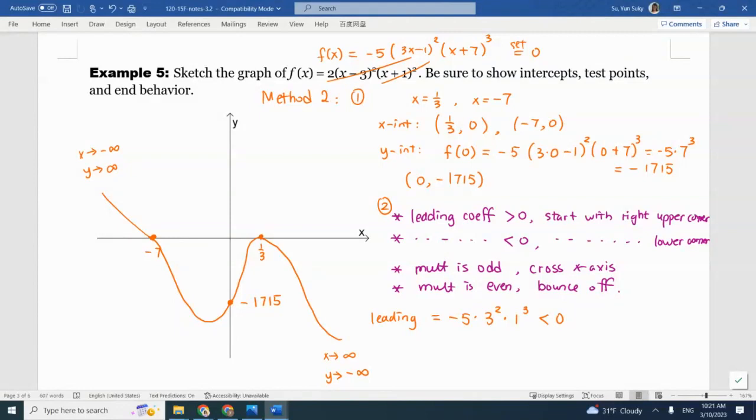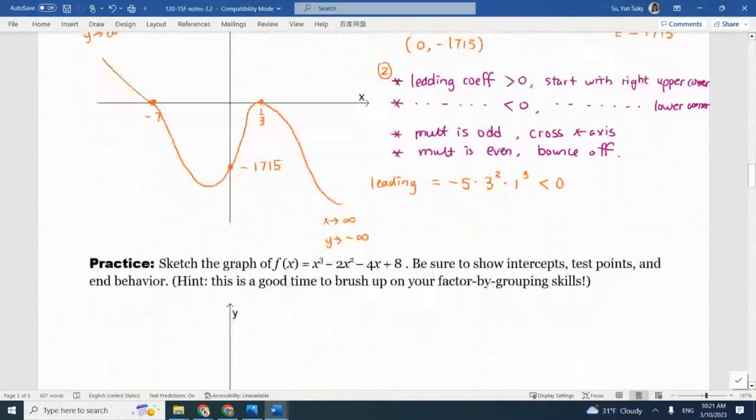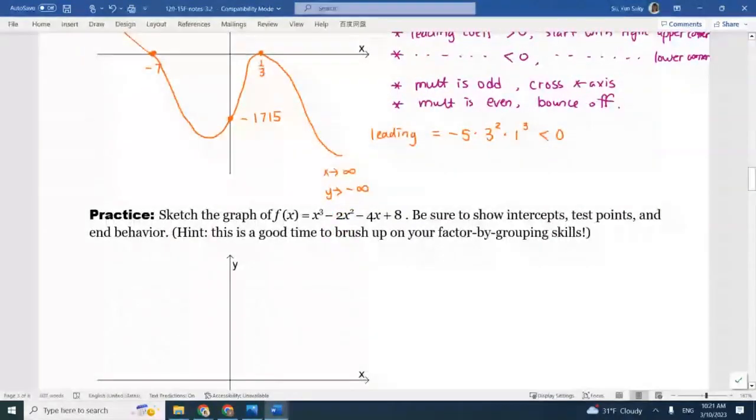So far, so good, everybody? Okay, so this is method 2. So from now on, we just use method 2. Okay, look at the next problem. In the previous problem, we were given the factor form. In this problem, we are not given the factor form, so we need to factor it by ourselves. Okay, everybody?